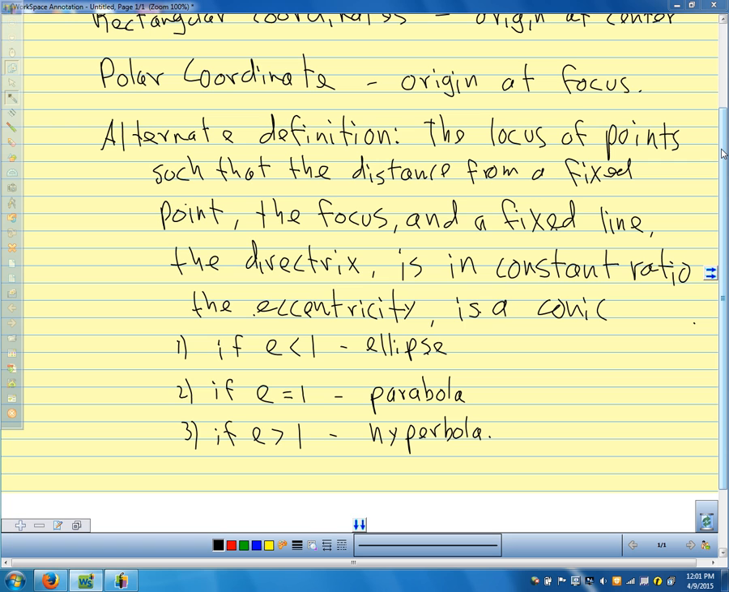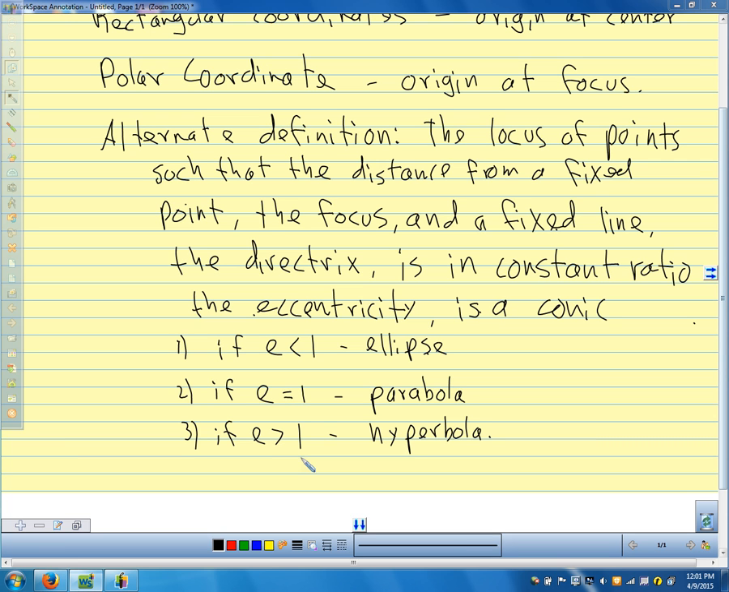So we can make one definition. The ratio of these distances from the focus to the directrix is constant. We call that constant the eccentricity, and that's going to give us a conic section. And just like before, our eccentricity, if it's less than 1, is an ellipse. If it equals 1, it's a parabola. And if it's greater than 1, it's a hyperbola.